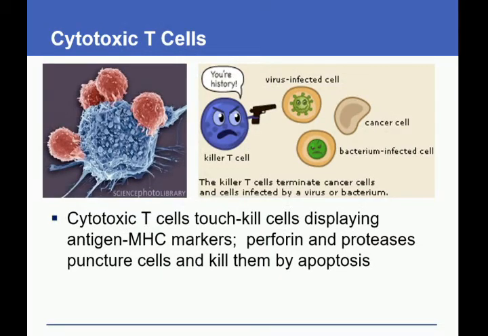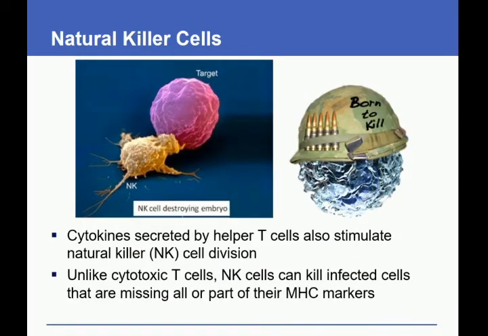Cytotoxic T cells touch-kill cells displaying antigen-MHC markers. Perforin and proteases will puncture cells and kill them by apoptosis. Cytokines secreted by helper T cells also stimulate natural killer cell division. Unlike cytotoxic T cells, NK cells can kill infected cells that are missing all or part of their MHC markers.